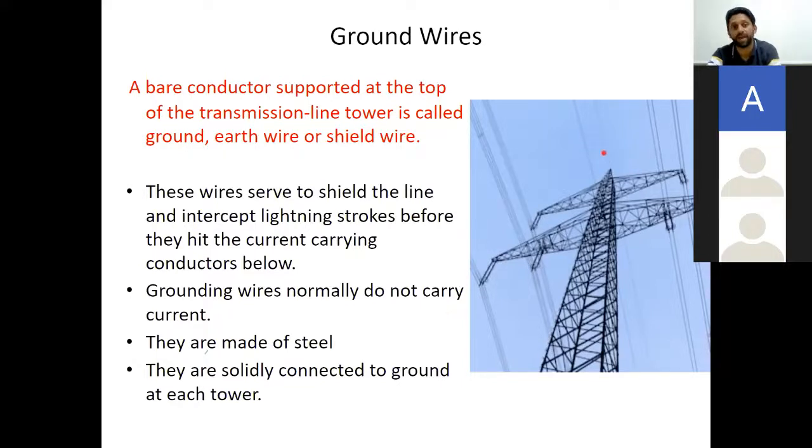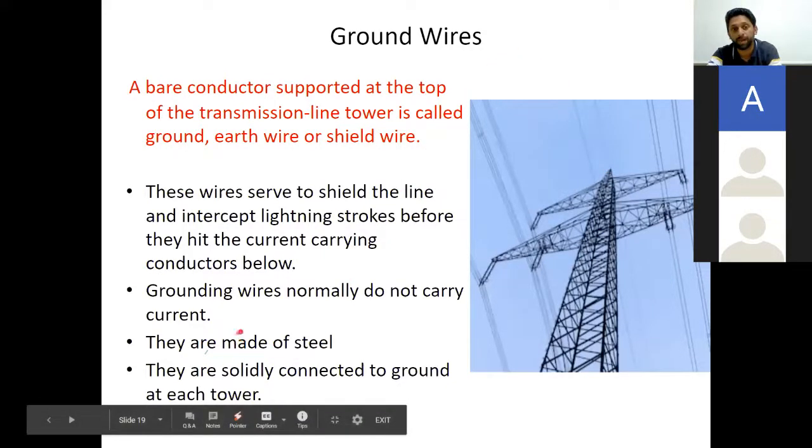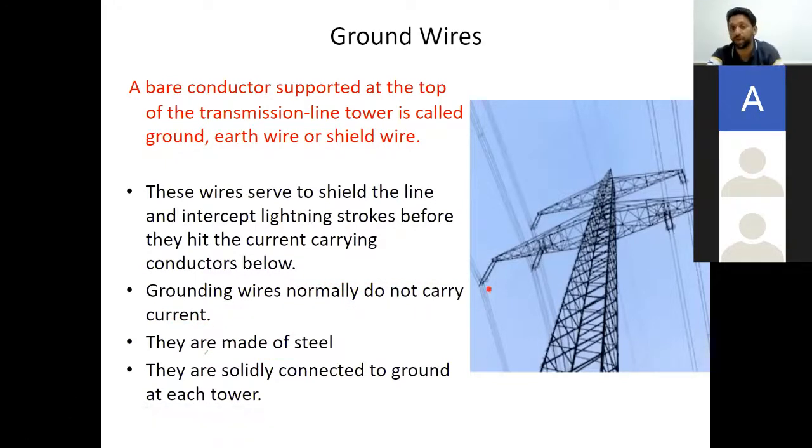So to protect from lightning, we use an open conductor on the top of the tower, that is called ground wire. Remember, it is made of steel and it does not carry any current. It is connected to ground, no current, zero voltage. And that's all about today's lecture.